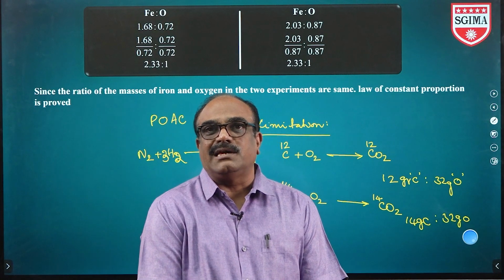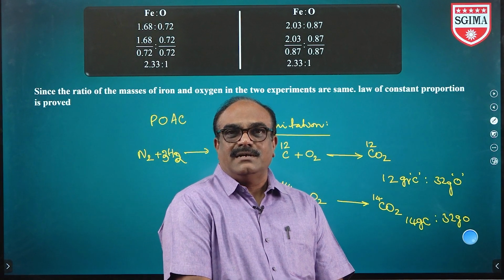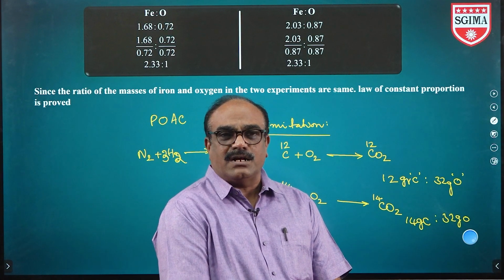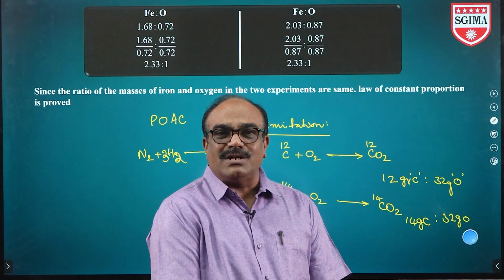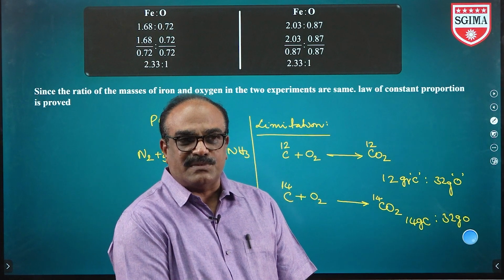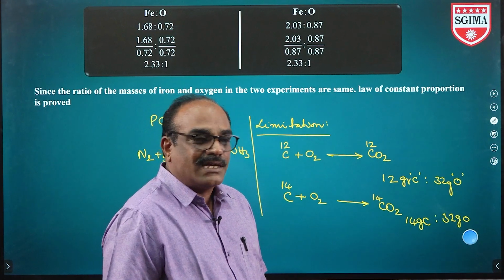While writing a chemical equation, whatever number of atoms of different elements are present on the reactant side should be equal on the product side also. The same number of atoms must be present. This is usually called balancing of a chemical reaction.